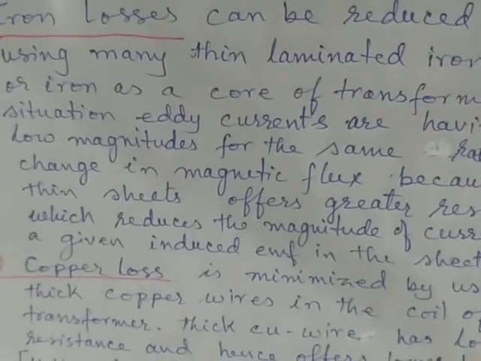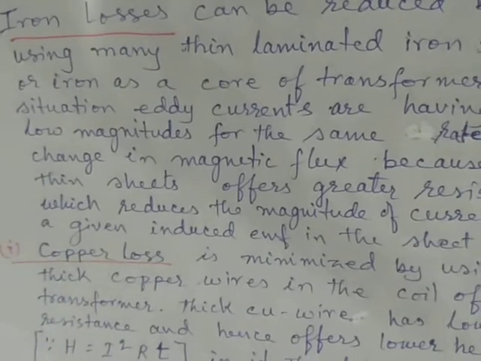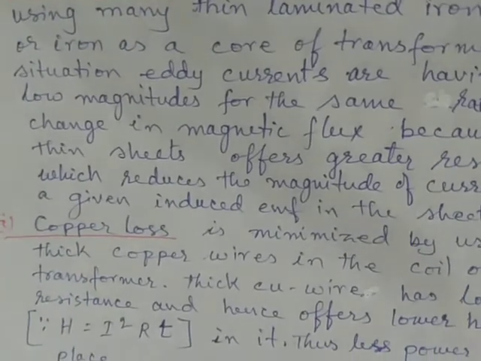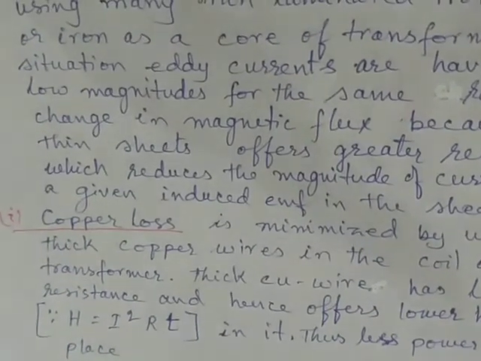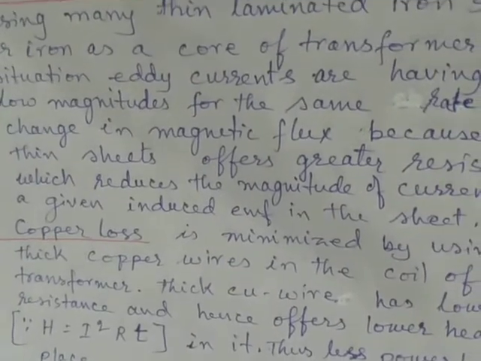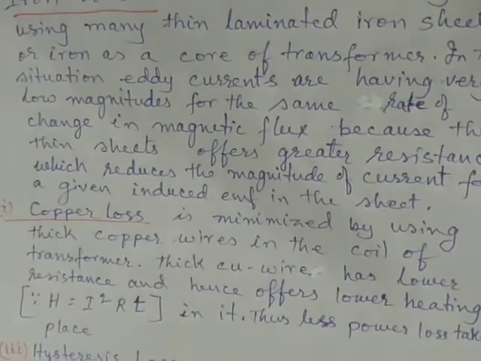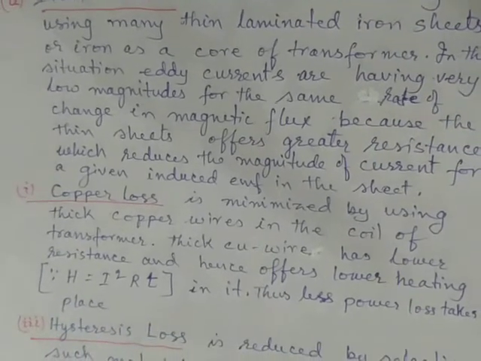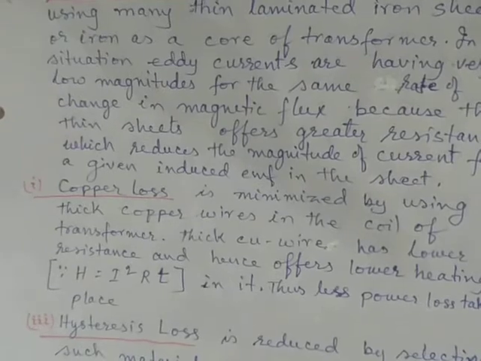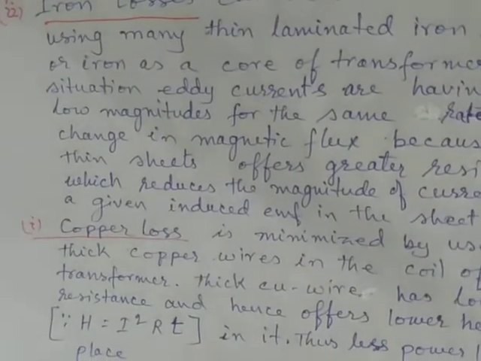How can we reduce it? We take laminated thin iron sheets as the core of the transformer instead of a single solid piece of soft iron. What difference it makes is that whenever eddy current is produced, each sheet offers greater resistance to the flow of current, because these are very thin sheets and so their resistance becomes automatically high, and as a result the magnitude of eddy current is reduced.